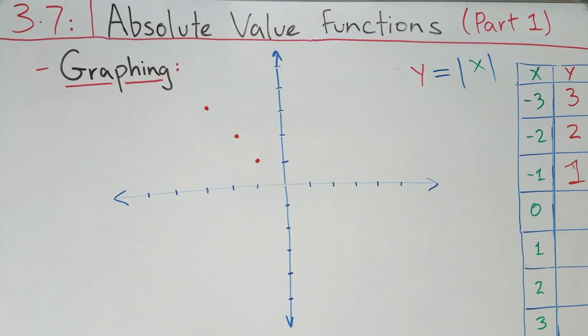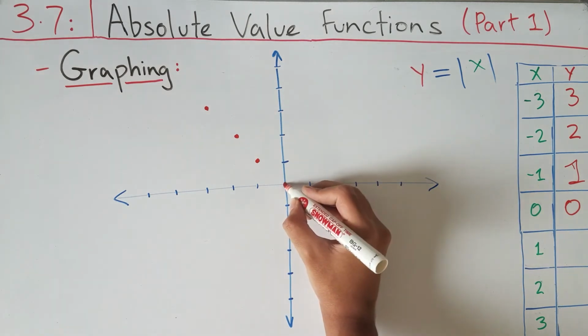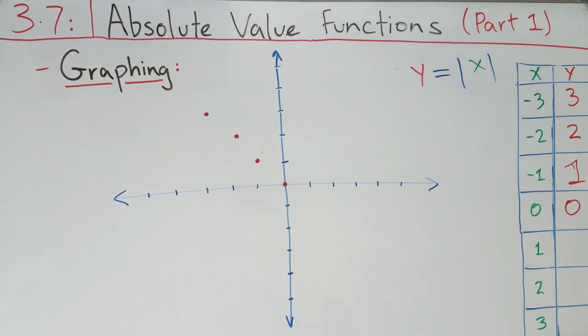And then our fourth coordinate for x is 0. What is the absolute value of 0? Well, 0 is the absolute value of itself because 0 is a distance of 0 from 0. So the absolute value of 0 will equal 0. And the point 0, 0 is of course at the origin, so we'll place that point over here. Our fifth x-coordinate is positive 1. What happens when we take the absolute value of positive 1 in the absolute value function? Well, 1 is a distance of 1 from 0, so the absolute value of 1 will also be 1. And the point 1, 1 will be over here.